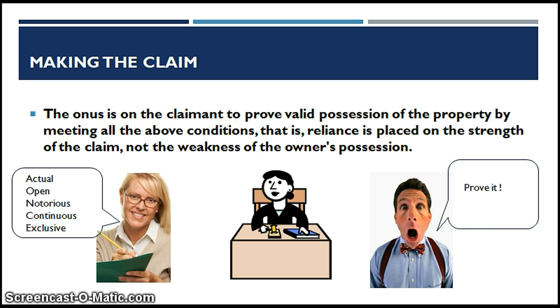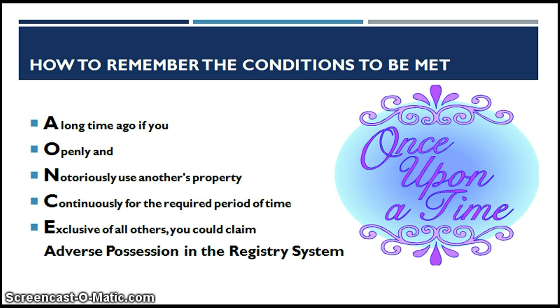Now that's a lot of conditions to remember. Is there an easy way to remember? Well, I think there is. I have an acronym. So if you think about it, once upon a time, you could claim adverse possession in the registry system, but you can't any longer in land titles. So, actual, open, notorious, continuous, exclusive. A long time ago, if you openly and notoriously used another's property continuously for the required period of time, exclusive of all others, you could claim adverse possession in the registry system.